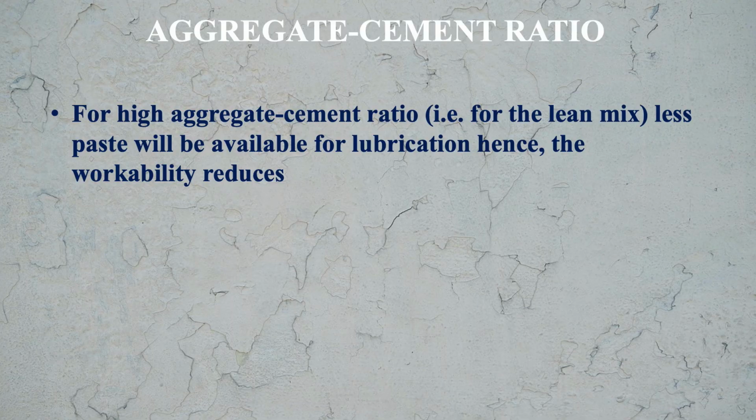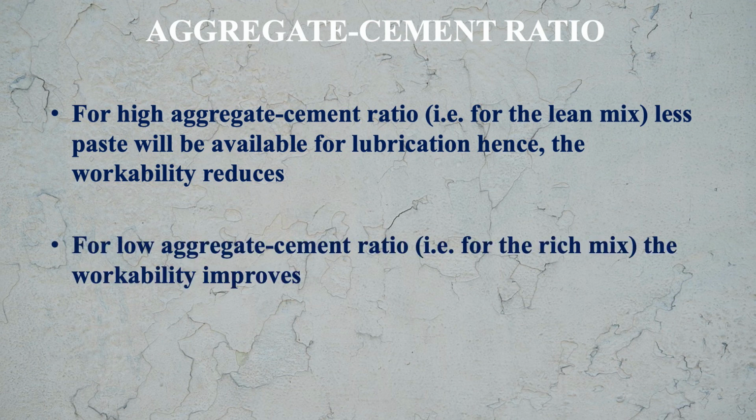For high aggregate cement ratio, that is for lean mix, in which the cement content is less, the less paste will be available for lubrication, hence workability will reduce. For low aggregate cement ratio, in which aggregate is low and cement is more, the mix is rich, having more cement content, and the workability improves because more paste will be available for lubrication purpose.